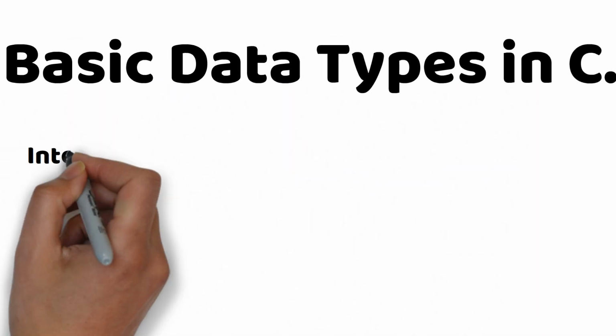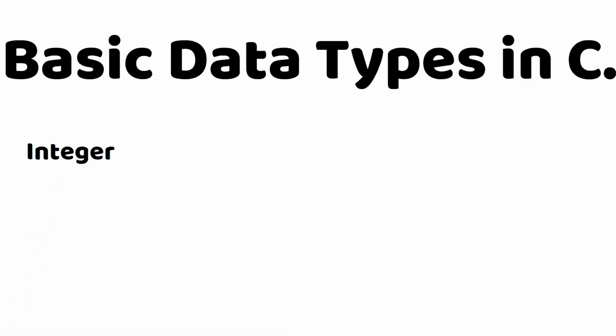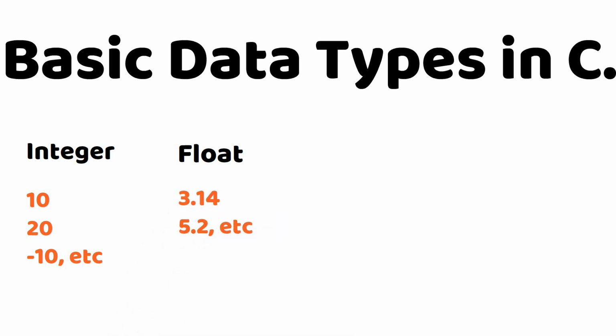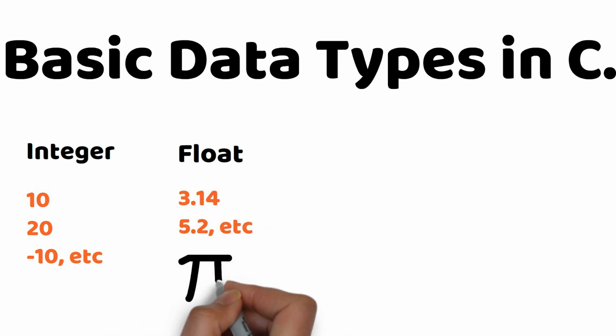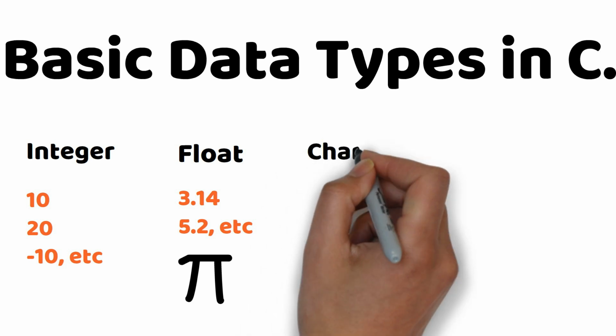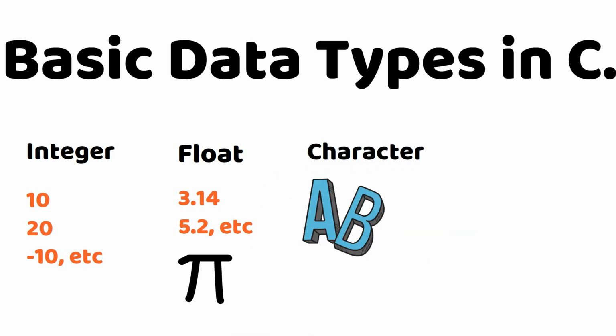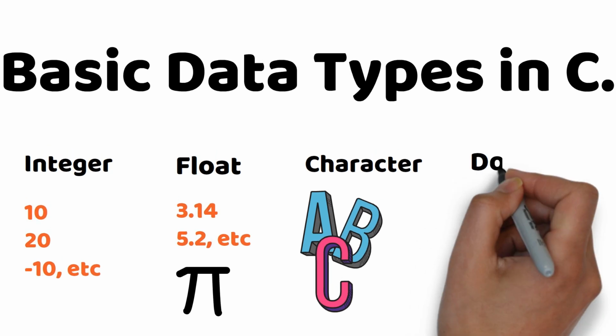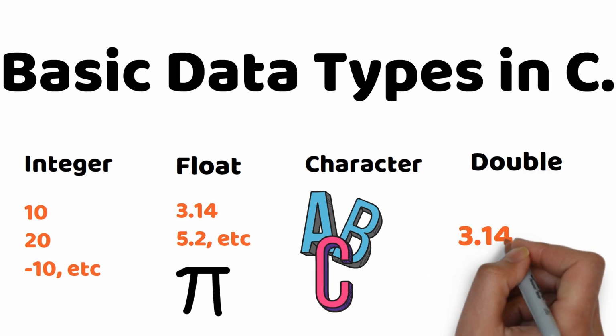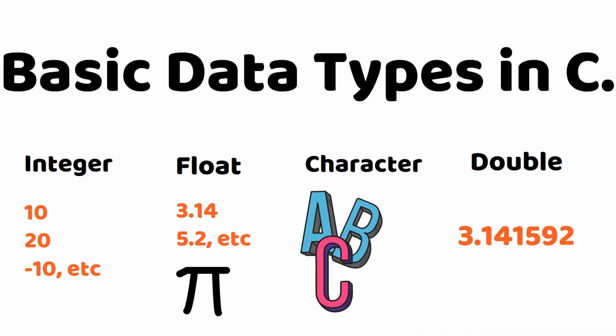Int. Int stands for integer, which stores integers like 20 or 10 or minus 10. Float. Float stores decimal numbers like 3.14, our favorite value, pi. The third type is character, which stores single characters like A, B, C, etc. Double. It stores more precise decimal numbers, a more detailed value of pi, for example 3.141592 and so on.